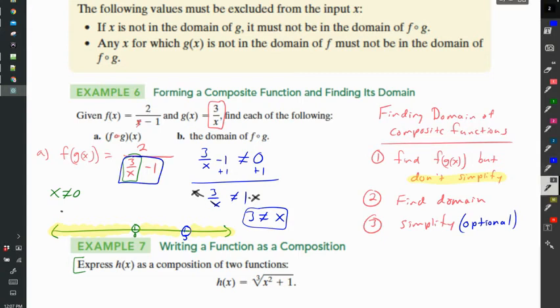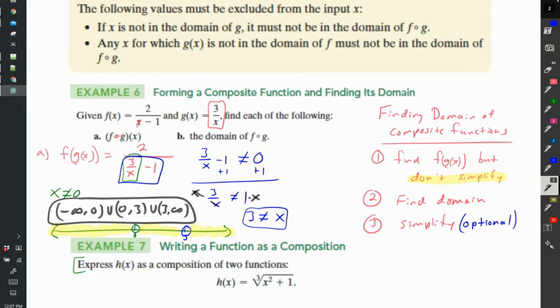So we would say negative infinity up to 0. No, forget that middle piece. It's easy to forget. 0 to 3. And then 3 to infinity. Okay. Now, again, I'd be happy if you kind of stopped. Like, that's your composite function. That's part A. This is part B.